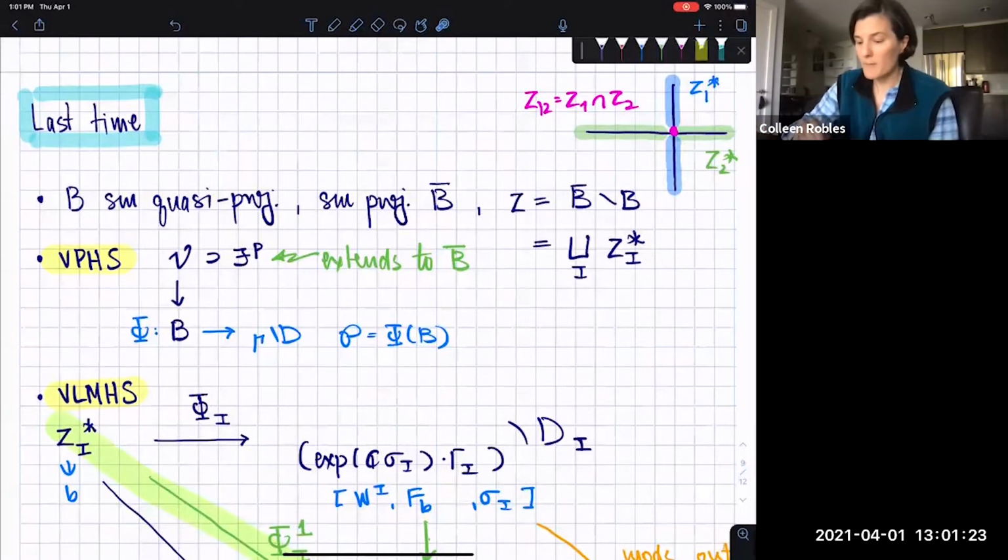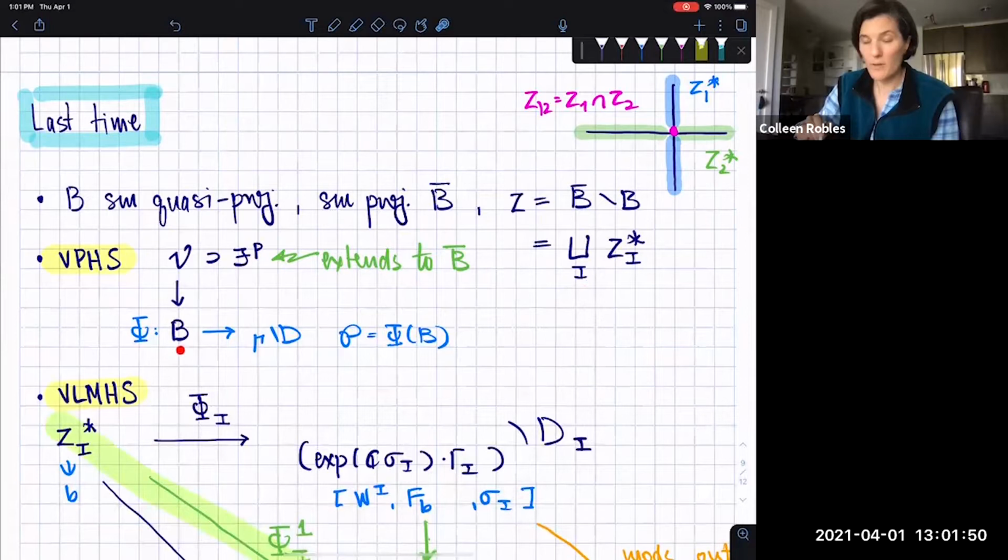Okay, so the basic setup is, again, that I have some smooth quasi-projective variety with a smooth projective completion and a normal crossing divisor at infinity. And last time we broke that down into a disjoint union of quasi-projective subvarieties, which are basically just open strata in the normal crossing divisor. So this is a sort of two-dimensional picture of what's going on.